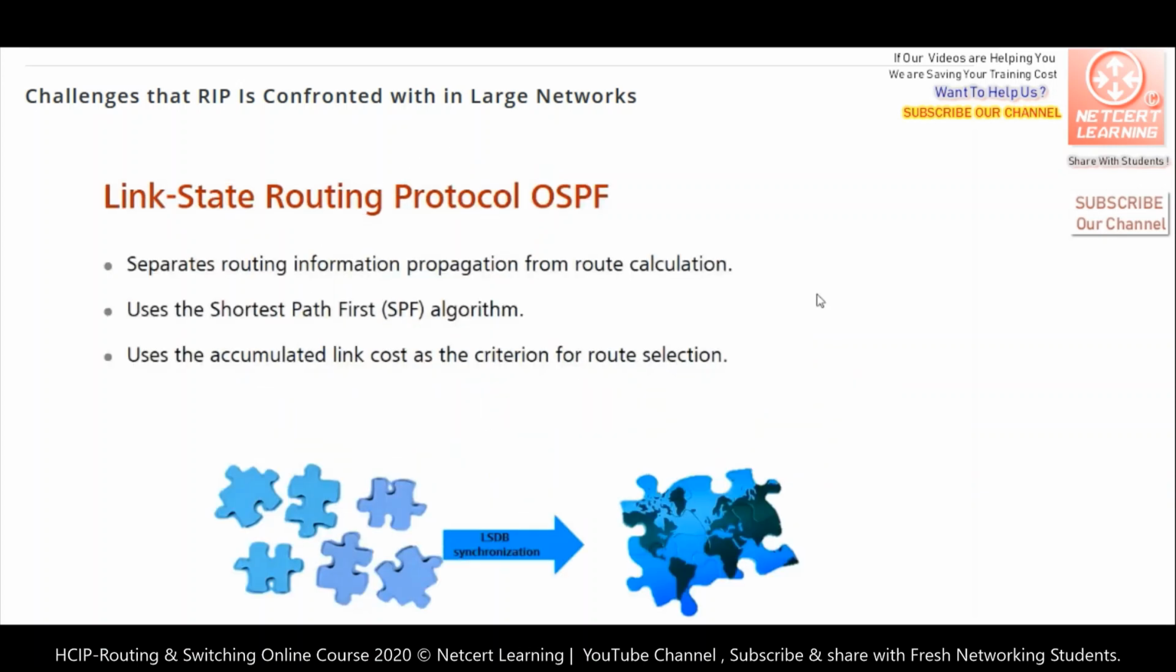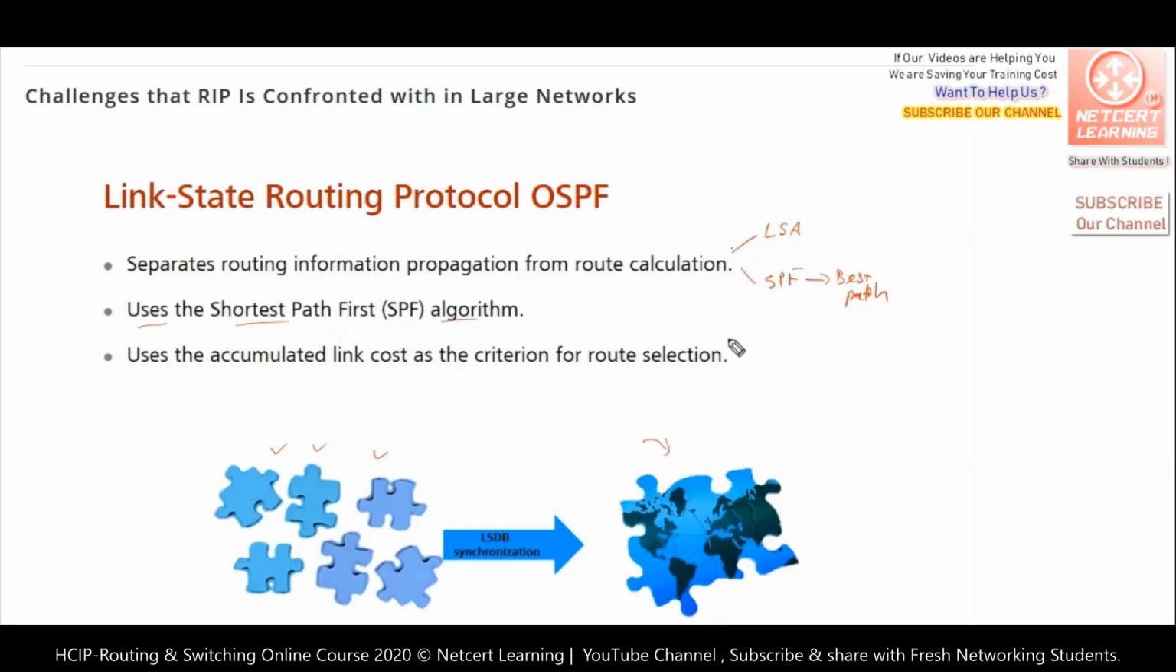Let's look into the differences between RIP advertisement and OSPF advertisement. RIP is using distance vector, whereas OSPF uses shortest path first. The first difference is that OSPF separates the routing information propagation from the route calculation. What it means is, in OSPF, routers send what we call link state advertisements, and once they have all these LSAs, which are in pieces, they combine them into one single piece and process them into the LSDB, or link state database. Then we use the shortest path first algorithm to determine the best path.